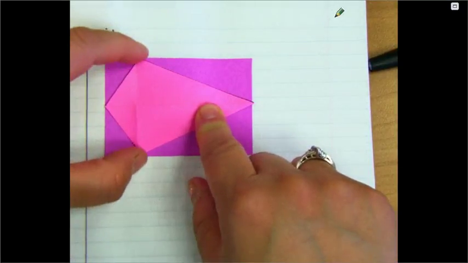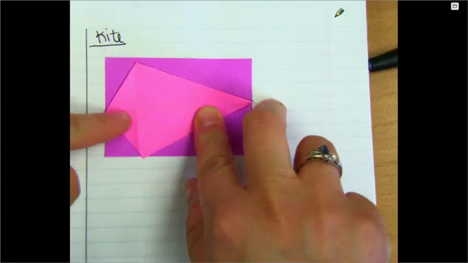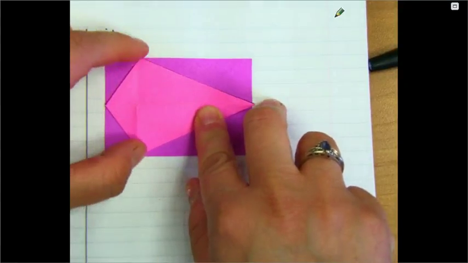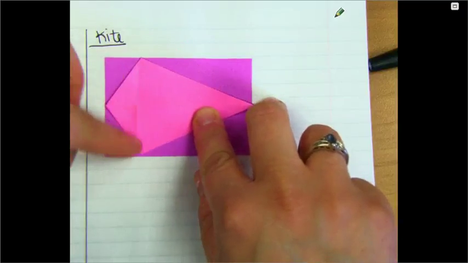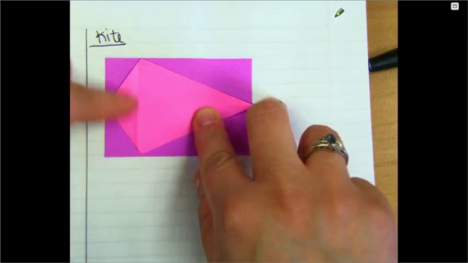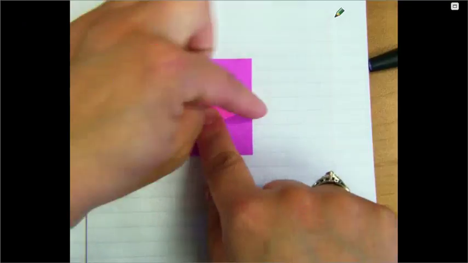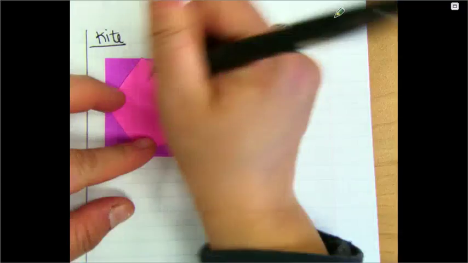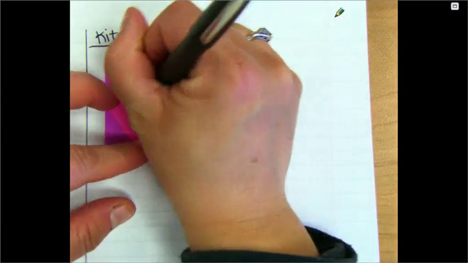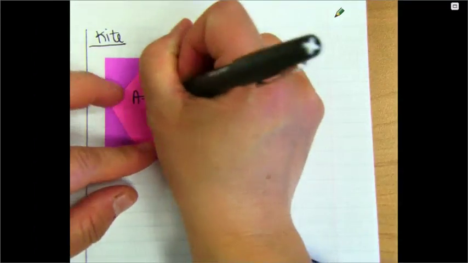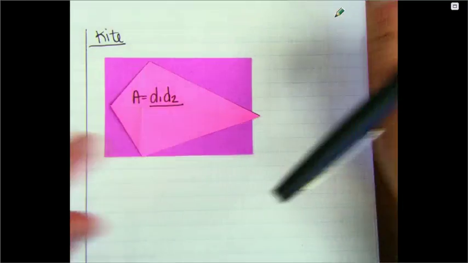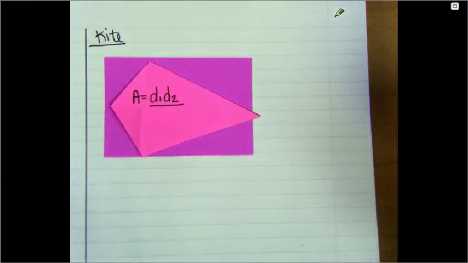What's this? The same height. And what's this? The same base, right? And what is this called, though? This isn't a base or a height. It starts with D. It's a diagonal, and this is a diagonal. So A equals diagonal 1 times diagonal 2 divided by what? 2. Why 2?